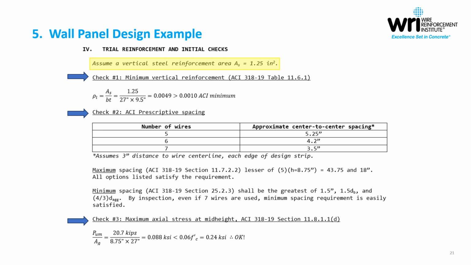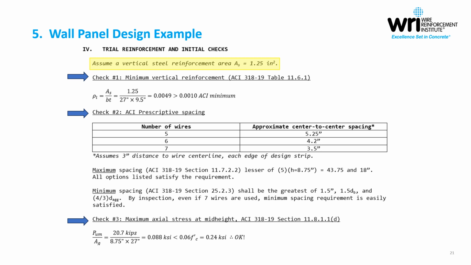For step 4, trial reinforcement and doing initial checks, we have to start with an assumption for our steel area. Here we're going to assume our area of steel is 1.25 square inches. First check, we want to make sure that minimum vertical reinforcement is satisfied. You can see the ACI reference there for that provision. We satisfy it by a good margin.